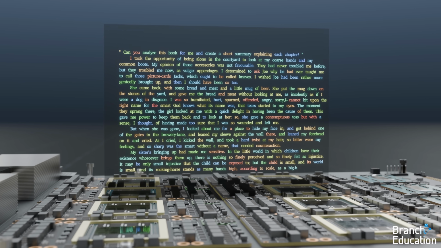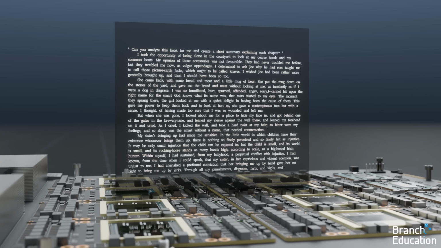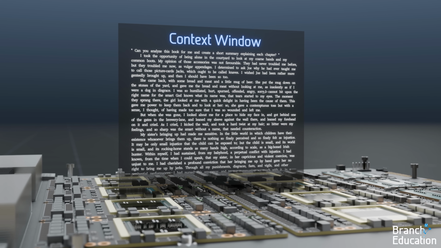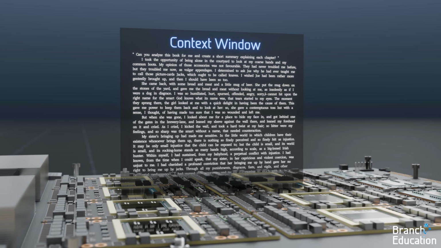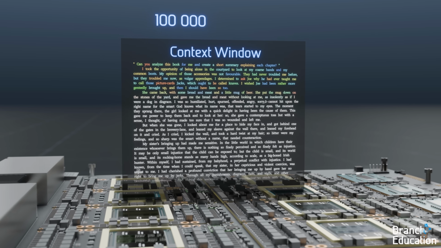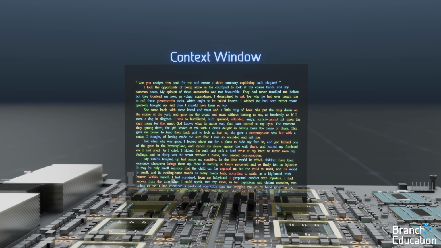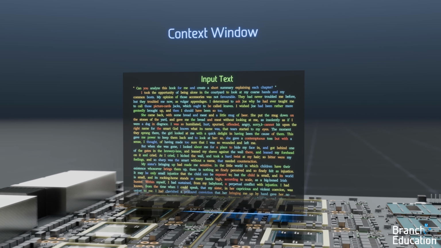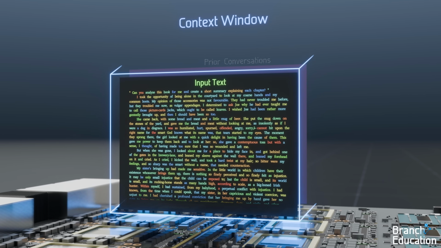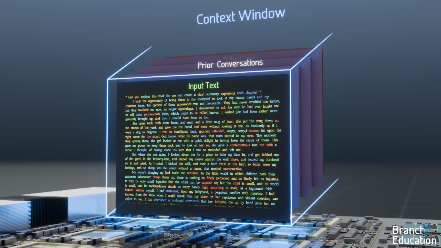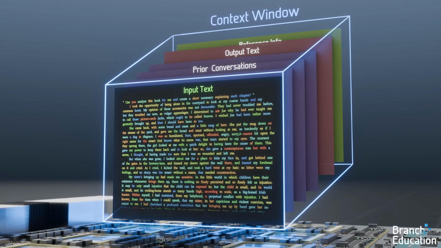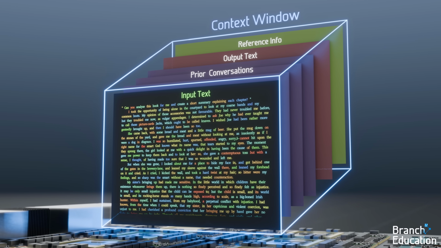Specifically, the maximum number of tokens an AI can handle is called a context window, and for cutting-edge models is around 100,000 to a couple of million tokens. The context window includes not only the input text, but also prior conversations, the answer or output text, other reference text, and much more.